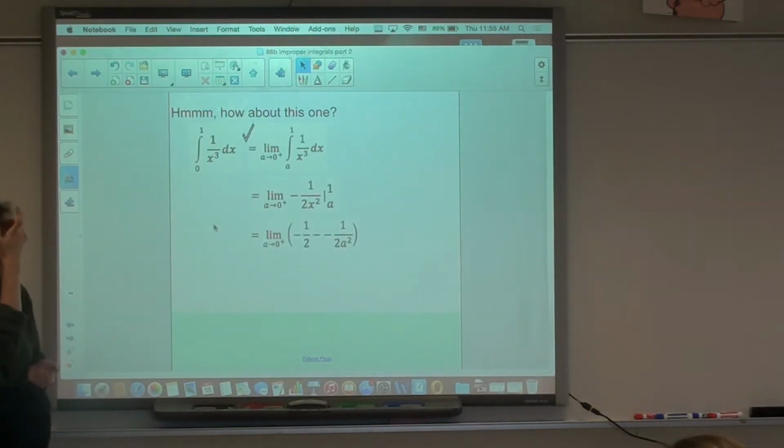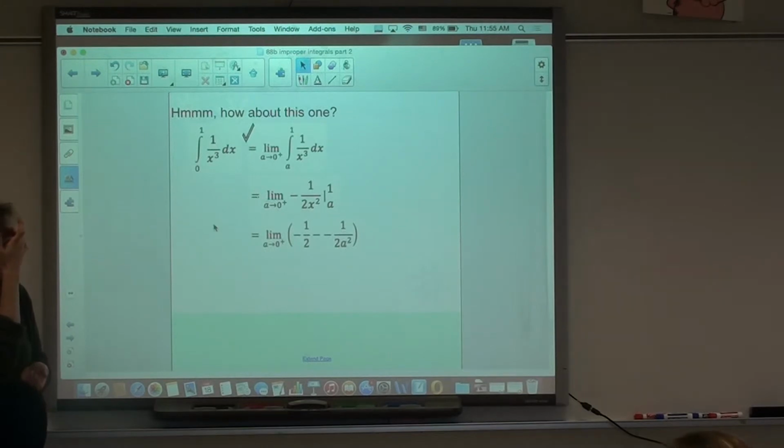So you've got -1/2 minus -1/2a squared. All right, so -1/2, that's just -1/2. So we have plus 1/2a squared. If we plug in a 0, we get 1/0. All right, can you L'Hopital a limit that has a value of 1/0? No, L'Hopital doesn't apply to 1/0, it applies to 0/0, or infinity over infinity. 1/0 is not a L'Hopital.